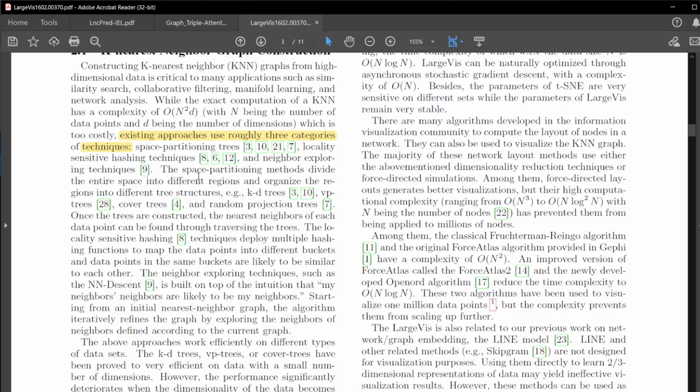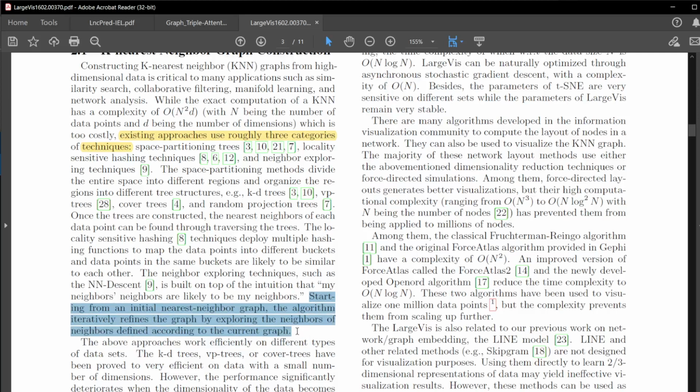The neighbor exploring techniques, such as the NN descent [9], are built on top of the intuition that my neighbor's neighbors are likely to be my neighbors. Starting from an initial nearest neighbor graph, the algorithm iteratively refines the graph by exploring the neighbors of neighbors defined according to the current graph.